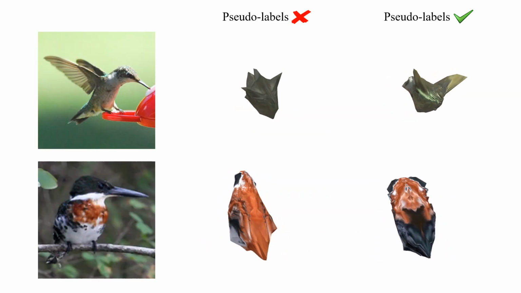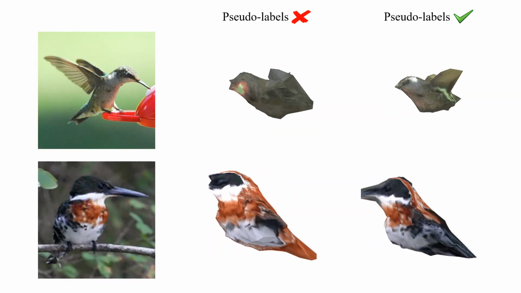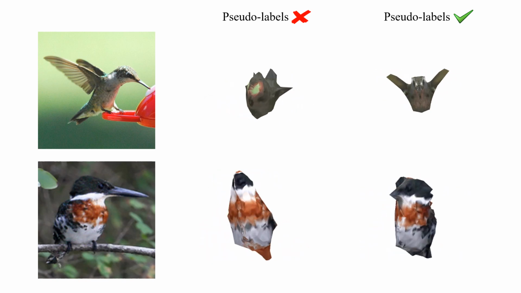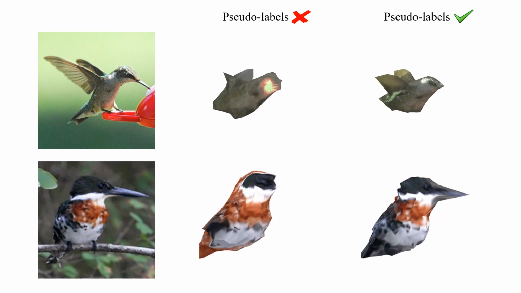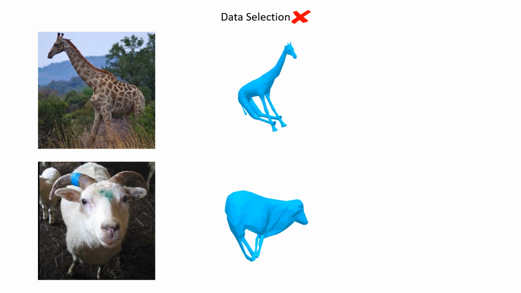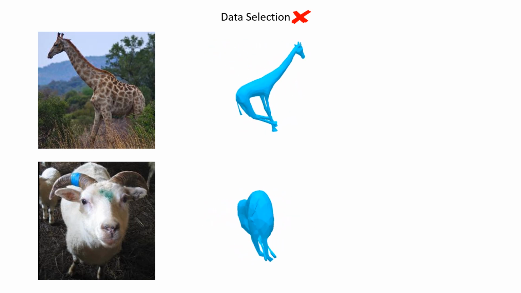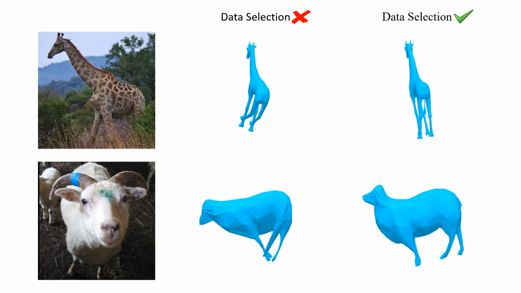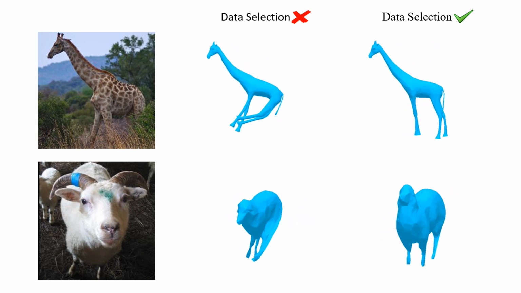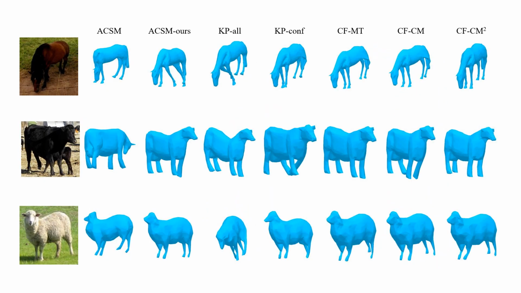We also visualize some reconstructed shapes for models trained with and without key point pseudo-labels. We visualize the predictions from models trained without a data selection criterion and with selected images from the web. Finally, we show some results from all baselines and data selection approaches.